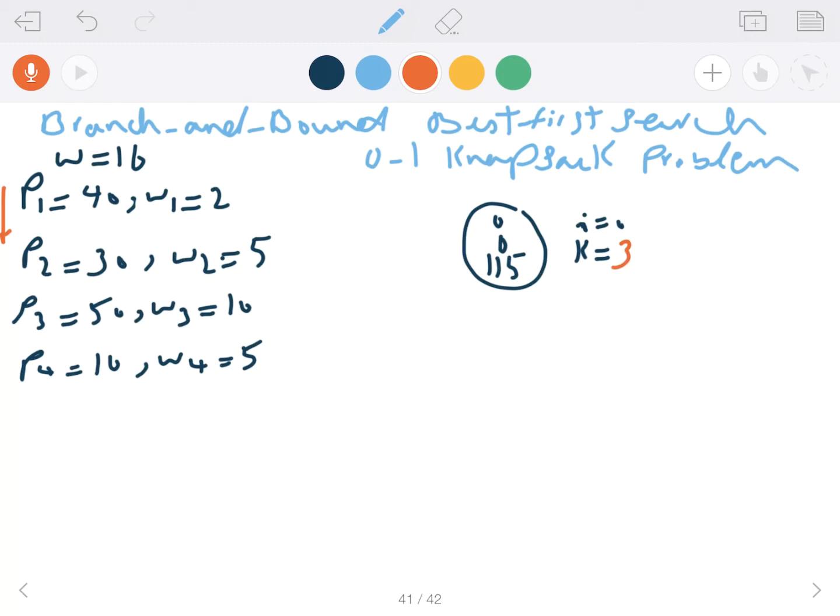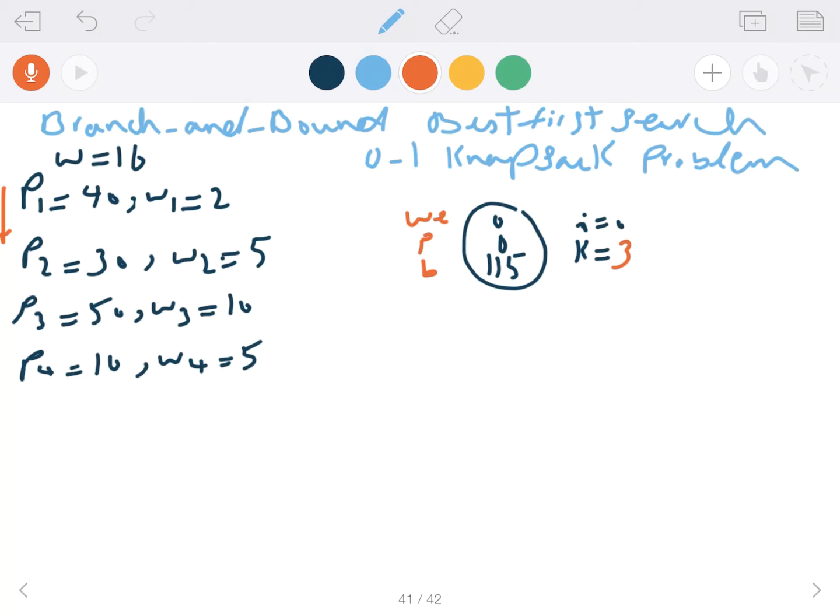And as you remember, the first value here was the total weight that we had so far. This W is the capital one, and let's write it as W. That is what we gained so far. And this 0 is the profit, so I'm just going to show it as P, and this 115 is the bound, so I'm just going to write B.